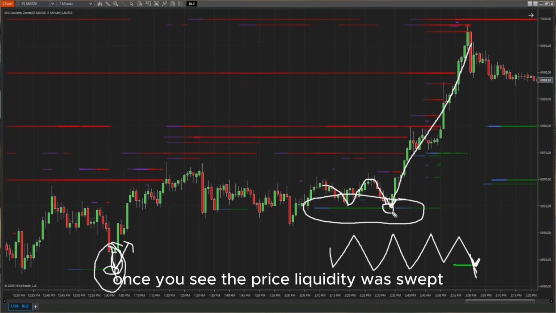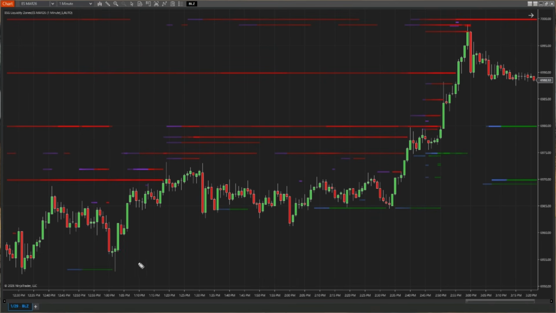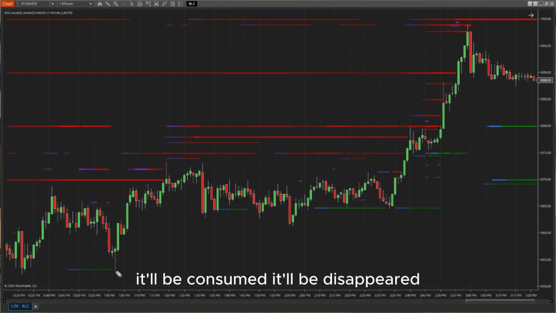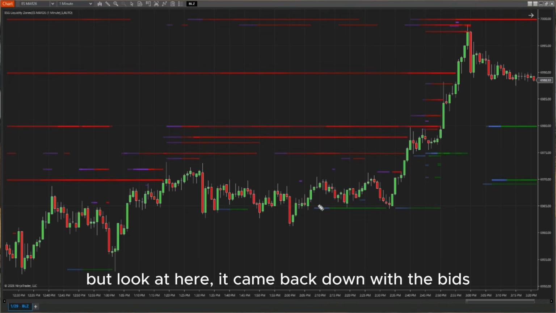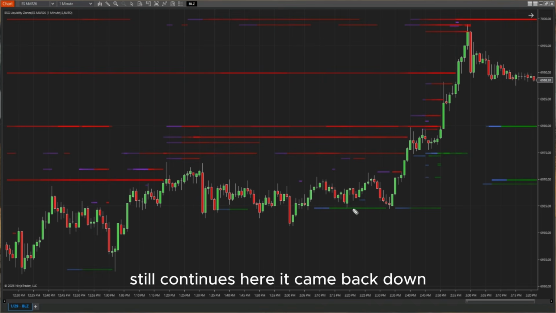Once you see the liquidity was swept, what do I mean by swept? It's a good question to ask. There are a lot of bids at a price, let's say 100, 200 bids there. Once the price touches, what will happen to the bids? They will be consumed, they will disappear. That's what you see here. Once it came down, it's gone. But look here, it came back down with the bid still continuing. Here, it came back down, it ate the liquidity, the liquidity sweep, and then rejected.